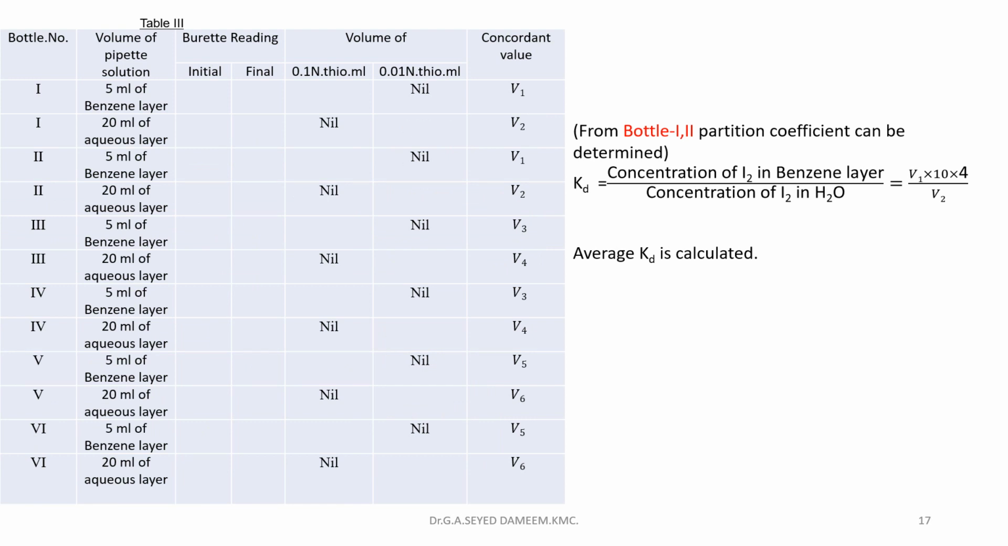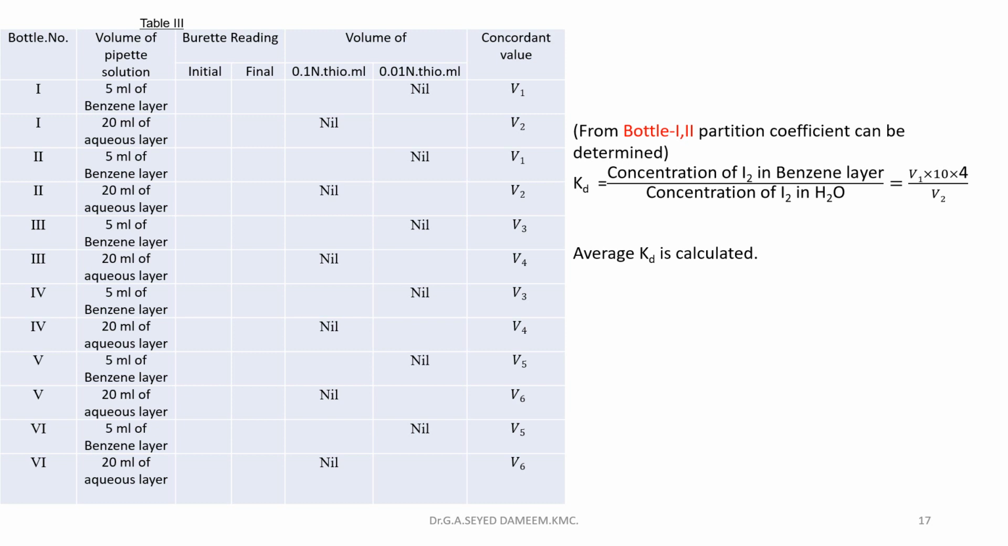Now, table 3 shows the titer value on titration of 5 ml of organic layer with 0.1 N thio, and 20 ml of aqueous layer with 0.01 N thio. Here the titer values are given in this table. Actually, using bottles 1 and 2 we can determine the partition coefficient, and using bottles 3 and 4 we can determine the equilibrium constant, and from the equilibrium constant the strength of unknown solution in bottles 5 and 6 is determined.